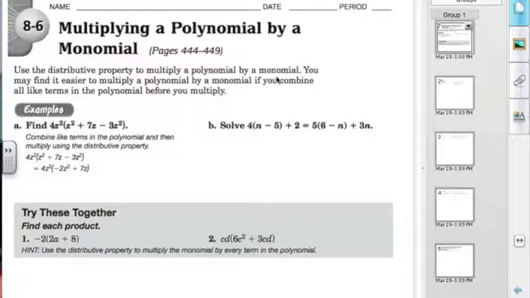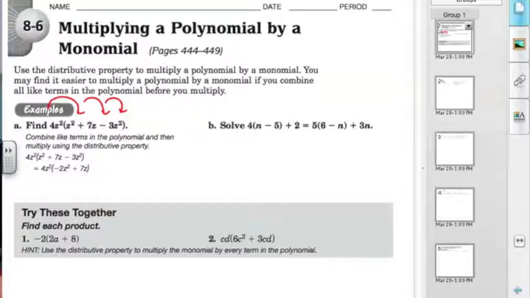Chapter 8, Lesson 6, Multiplying a Polynomial by a Monomial. Alright, so we talked about polynomials and monomials earlier. Basically what this really comes down to is your old friend, the distributive property. So in example A, we have 4z multiplied into the quantity here, here, and here. So basically you just follow the rules of multiplication and the rules that you've already seen in algebra.